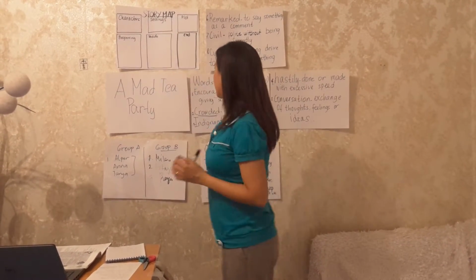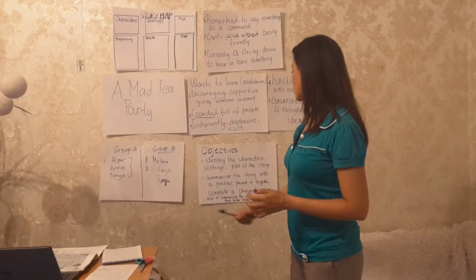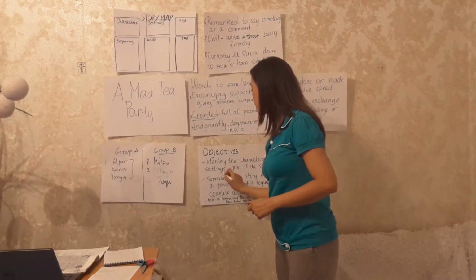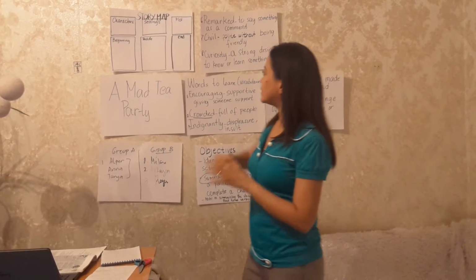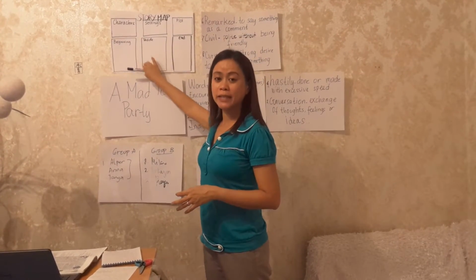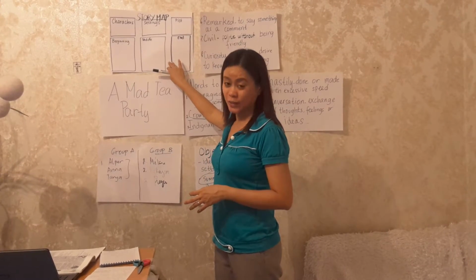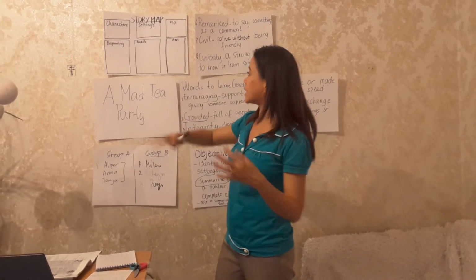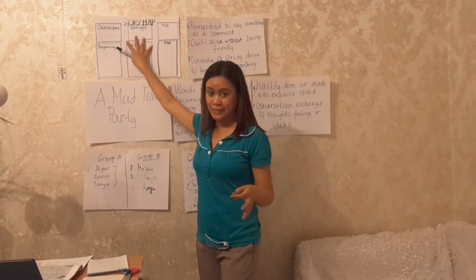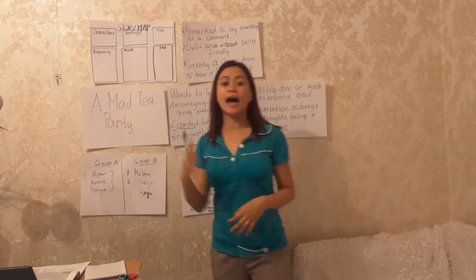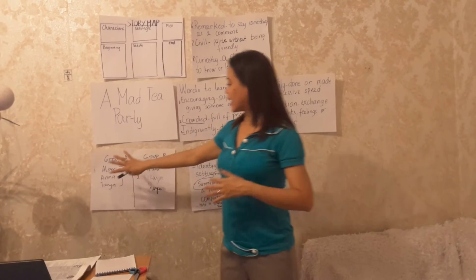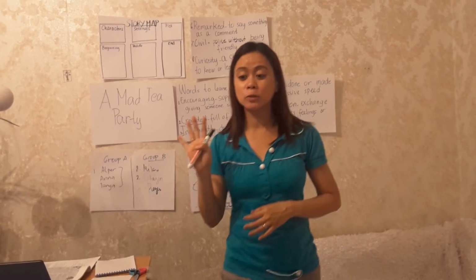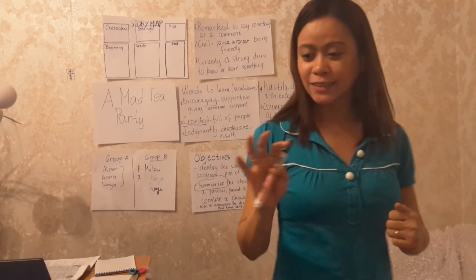Good. And then later, I want you to summarize the story with a partner, writing the beginning, middle, and end part of your story. I am going to give you examples of how to complete this. But for now, I want you to group yourselves first and I will help you do the rest. Okay? Thank you.